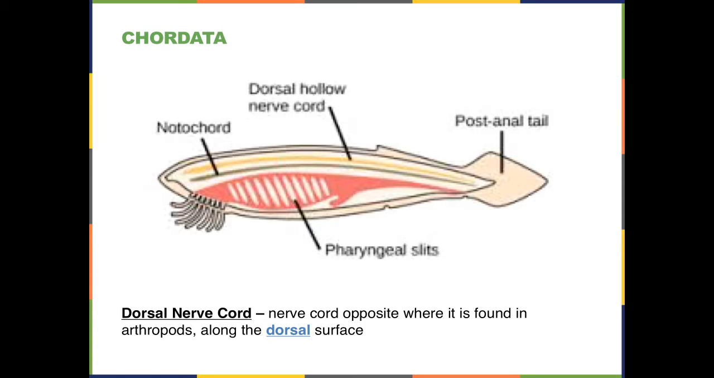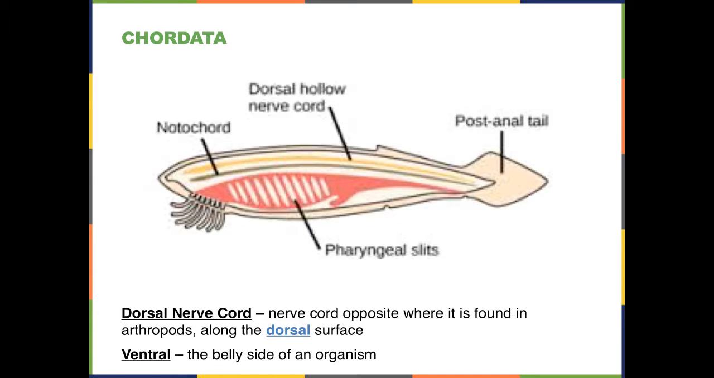Now, what's the difference between a ventral and a dorsal? Well, the dorsal nerve cord is up here toward the back. The ventral surface is the belly surface. The dorsal surface is the back surface. And the notochord in the chordata is found in the dorsal surface.